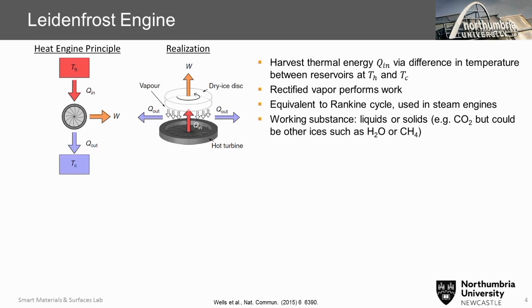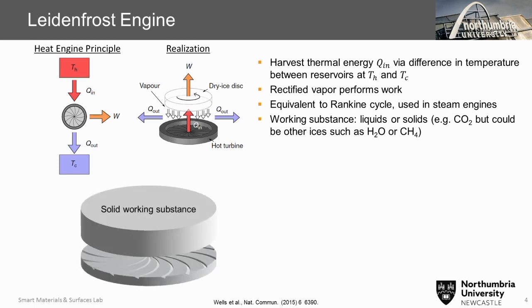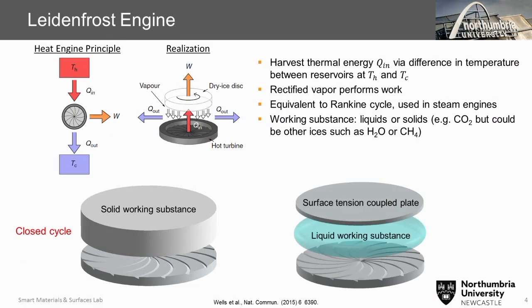The heat cycle here is similar to a Rankine cycle, which is used in steam engines, and the working substance can be any phase-changing liquid or solid, such as water and carbon dioxide, as I've shown before, or even organic liquids. Now, to realize such an engine, we've seen that a solid working substance can be easily used to couple this rotation with an electromagnetic generator. But to have a continuously operating engine, the challenge is to obtain a closed cycle which can feed in the working substance continuously. So I'm looking at liquid working substances which transfer the torque from the turbine onto a surface tension coupled solid disk, where the main challenge is getting a stable liquid film which can rotate continuously.